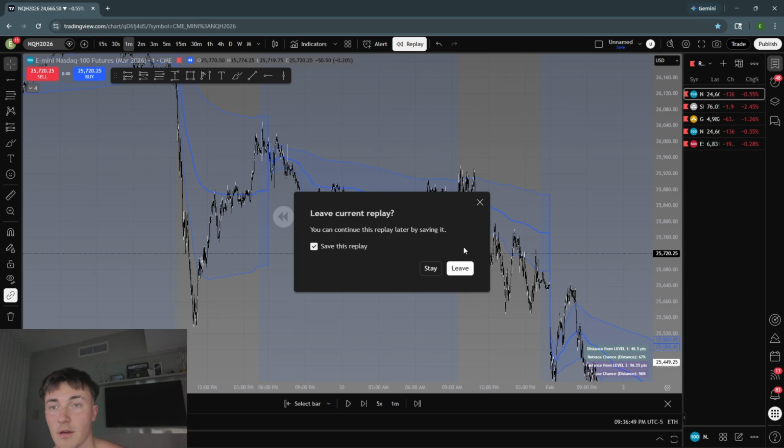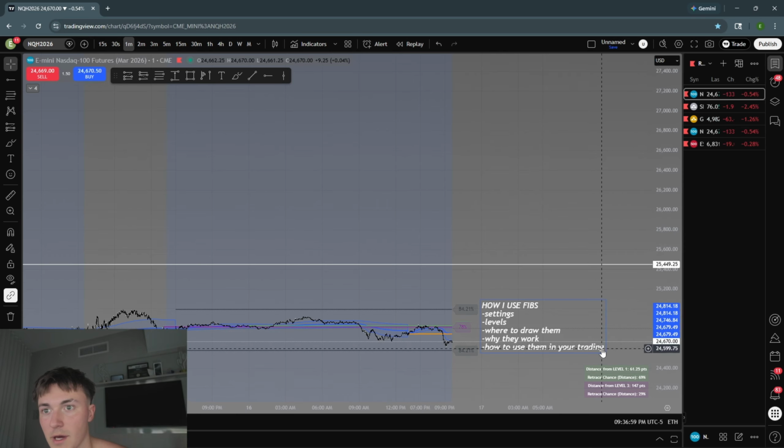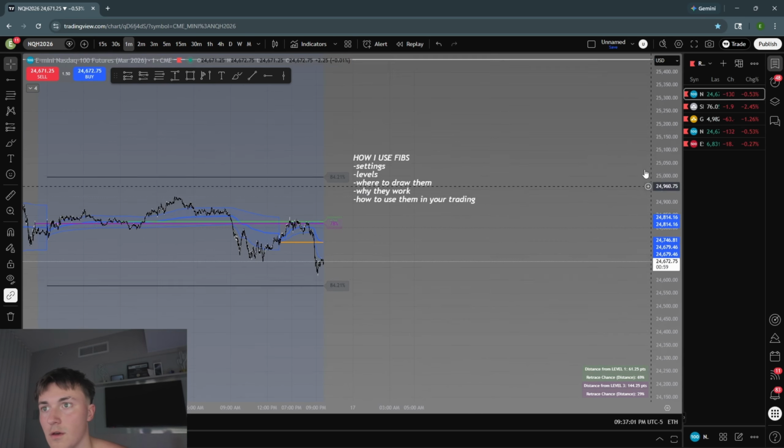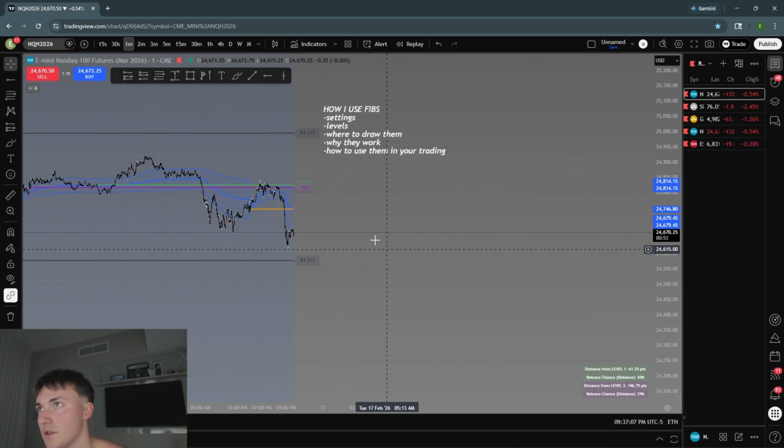We make a leg that moves us in a certain direction, we retrace into it, and we look to continue into that direction. It's a continuation, okay? Now I'm going to be going back to this. I went over the settings, I went over the levels, I went over where to draw them. Why do they work, okay? This is exactly why they work.